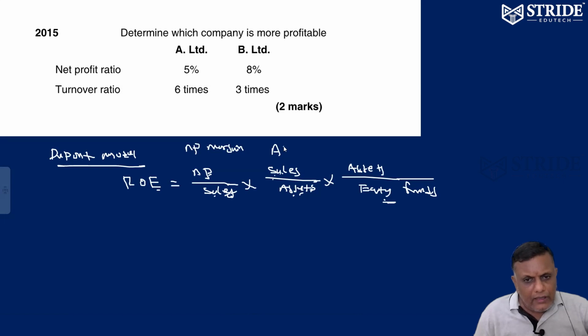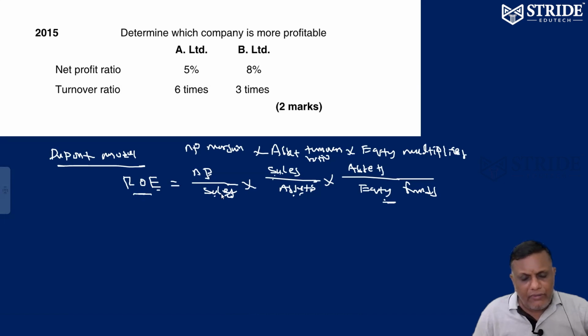This is called asset turnover ratio. This is called equity multiplier. So net profit margin, asset turnover ratio, equity multiplier. If you multiply all three, the result will be return on equity: net profit by sales, sales by asset, asset by equity fund. Asset by equity fund is equal to the equity multiplier.